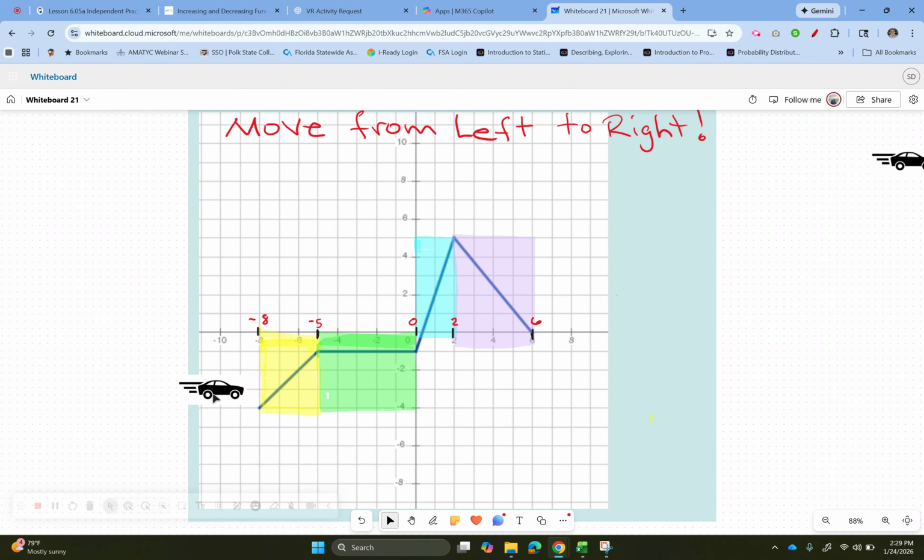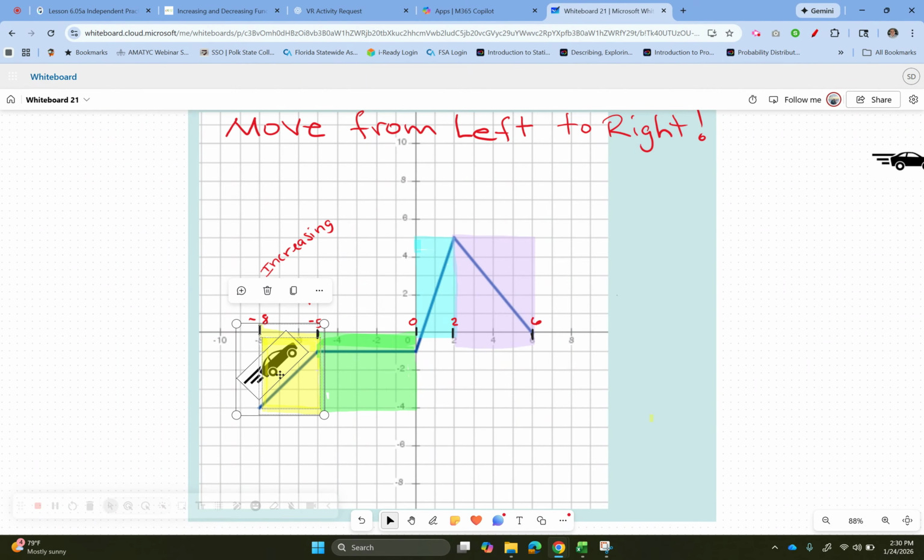I want to know if the car can go straight ahead or if it's going to have to go up or down. When we get to -8, the car is going to have to go up to be able to travel that section of the graph. So we say that from -8 to -5, the graph is increasing.